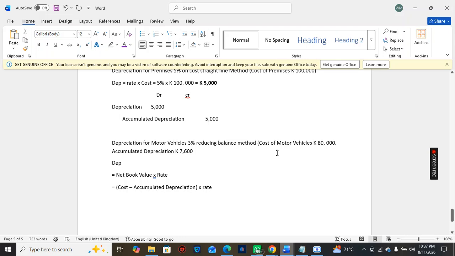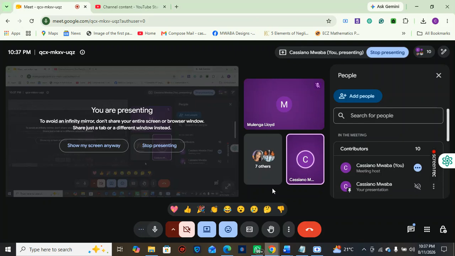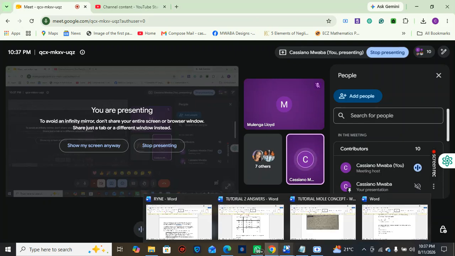So we've been told the cost of the motor vehicles is 80,000. Accumulated depreciation, 7,600. So you see, cost, 80,000, minus accumulated depreciation, 7,600, multiplied by the rate, 3%. Colleagues, if I'm moving too fast, let me know, okay? I have to make sure we all grasp this. Everyone needs to grasp this.